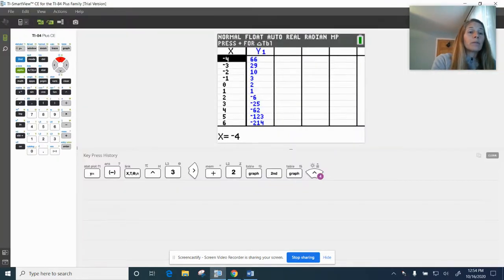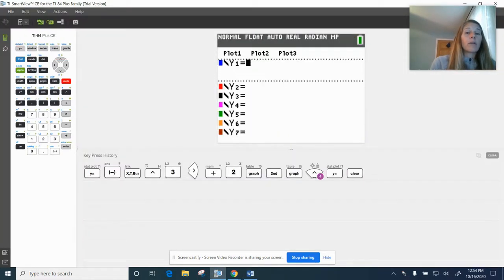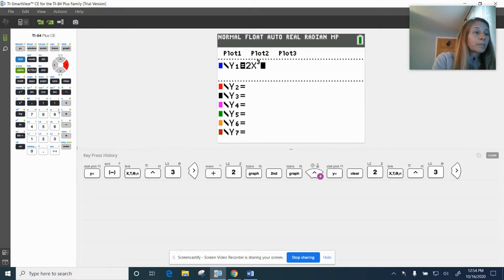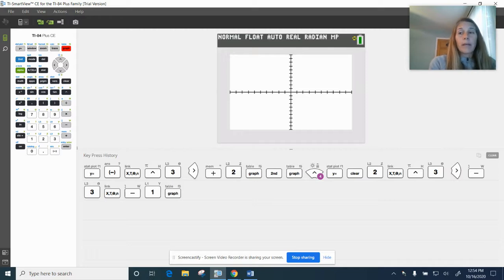Now, when you go to your y equals, I would recommend you just clear out the last graph because you no longer need that. Type it in as it's written on your paper: 2x raised to the third power minus 3x minus 1. Graph it to get the visual. Make sure your end behavior is what you predicted. Left down, right up. Looks good so far.